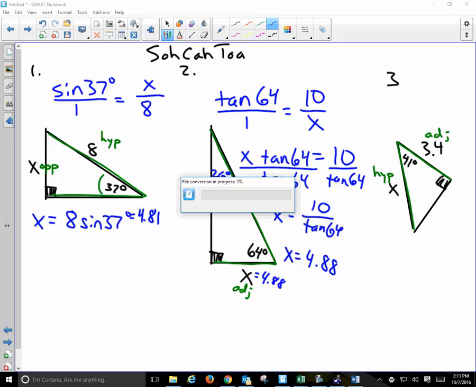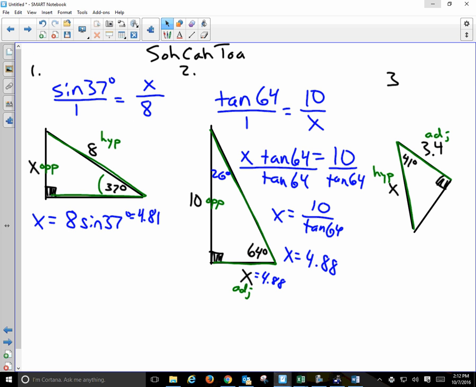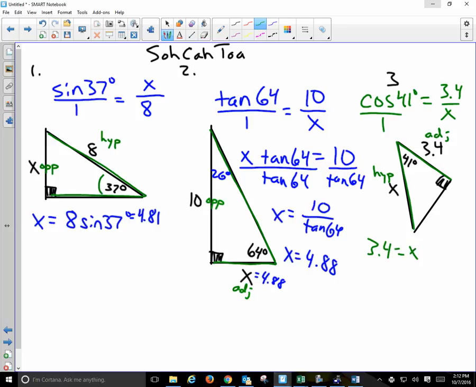Okay, let's see what you got. Did you use sine, cosine, or tangent? Used cosine. You said that the cosine of 41 degrees is equal to the adjacent over the hypotenuse. And so again, you have to cross multiply. 3.4 is equal to x times the cosine of 41. Divide both sides by the cosine of 41.